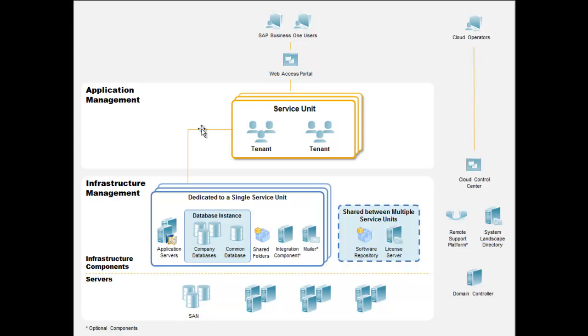In the web access portal, which is where the SAP Business One users come in to access their cloud, they provide a username and a password which is validated against their account on the domain controller, and then that grants them access to the web access portal, directs them to the appropriate service unit, gives them their sign-on, which directs them to the dedicated single service unit that they're accessing, and away they go. So hopefully that is clear as well.